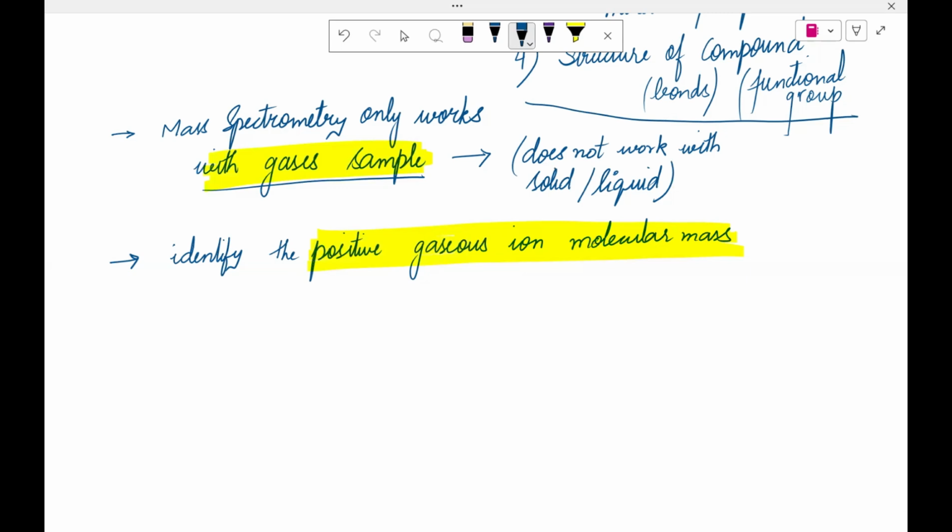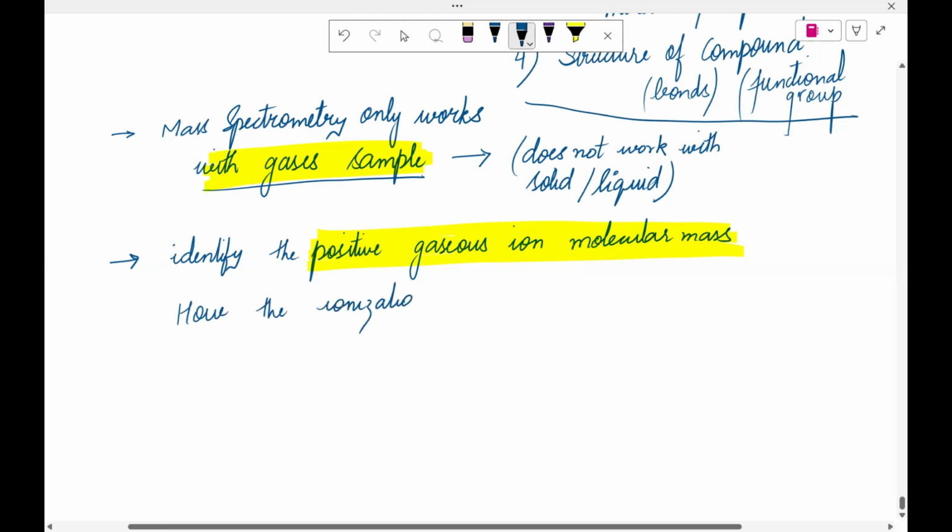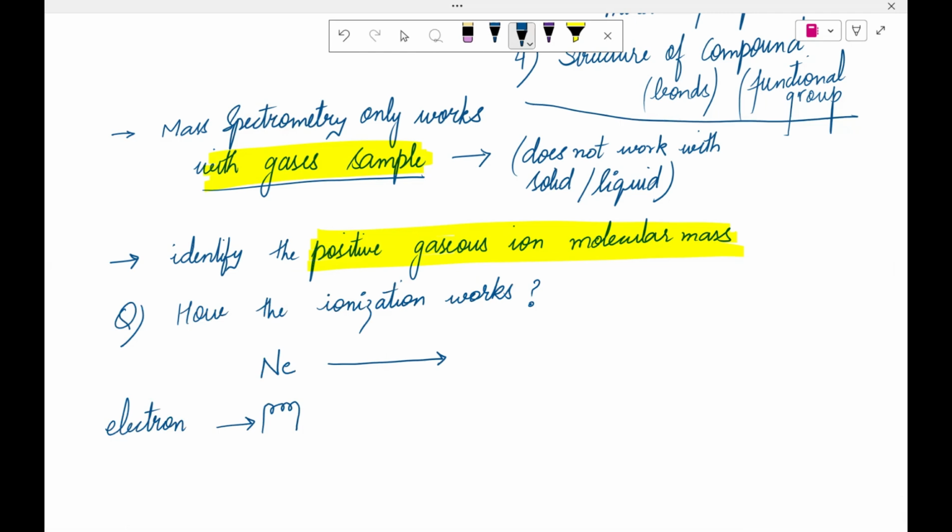And the third thing is how the ionization actually works. After this, I'm going to explain the diagram as well. This is a question. It works like this: for example, we have this neon atom, and what is going to happen? There is an electron gun. The purpose of this electron gun is to bombard electrons onto this atom. So it is going to fire electrons on this neon atom.